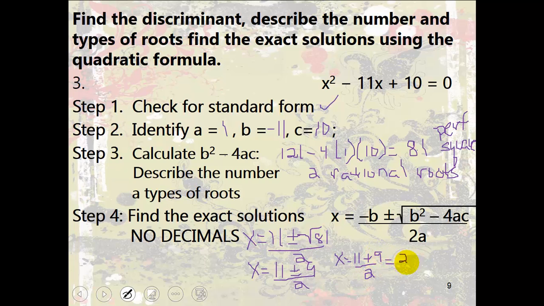Which equals 20 over 2, which equals 10, that I'm going to write as an ordered pair, (10, 0). And then x equals 11 minus 9 over 2, which is 2 over 2, which is (1, 0). And those are your two solutions. They're two rational roots. I have one more example.